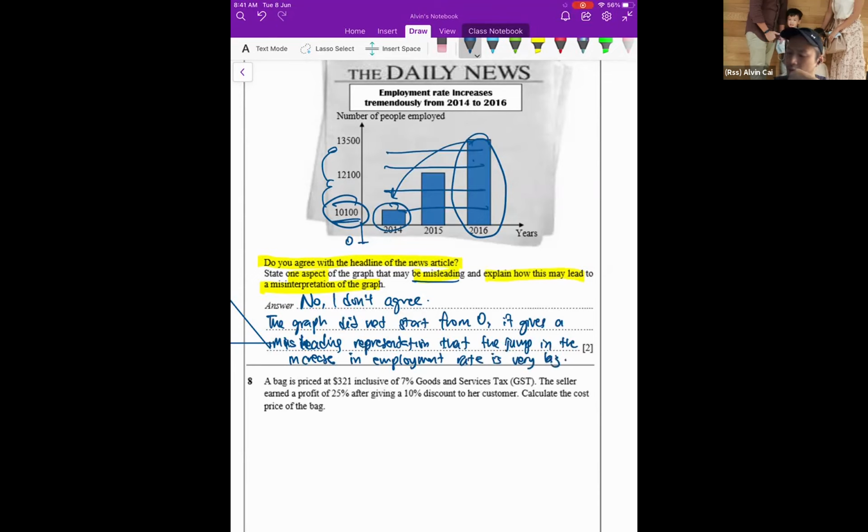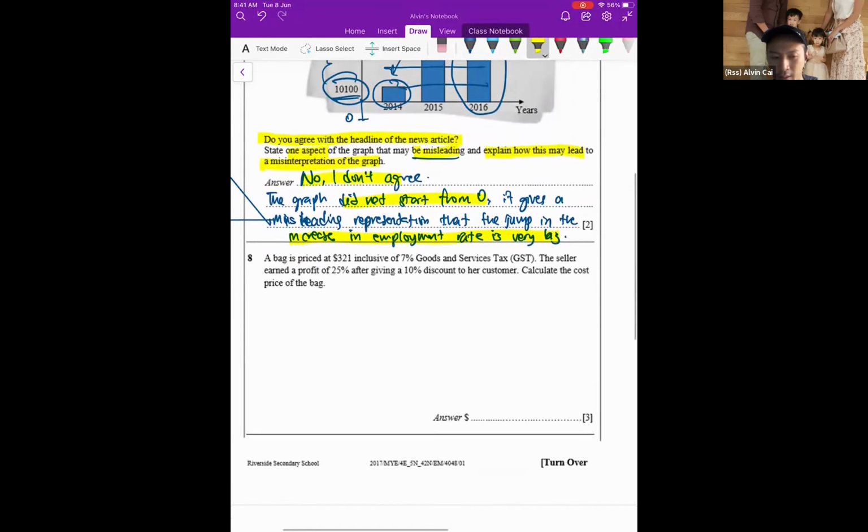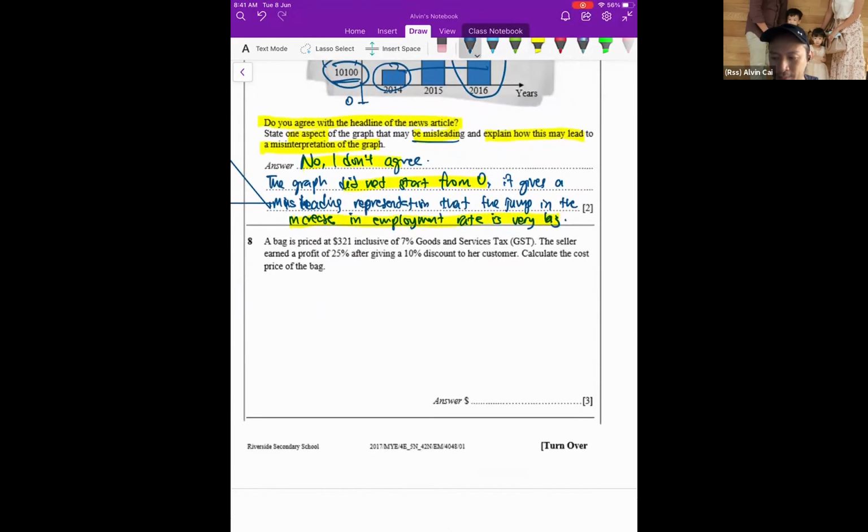Okay, so I highlight the key thing. We reply no, we don't agree because it did not start from 0. Why is it misleading? It's because the increase in employment seems to be very big, but in actual fact it's not. Because the numbers are increased by a bit, so definitely not even 2 times. So this is some of the things that you need to write down for the answer.